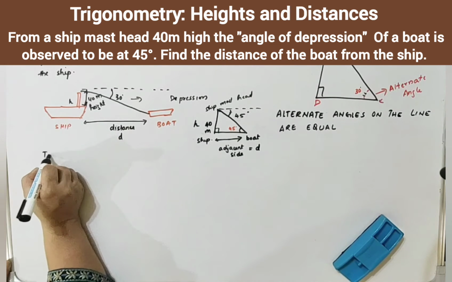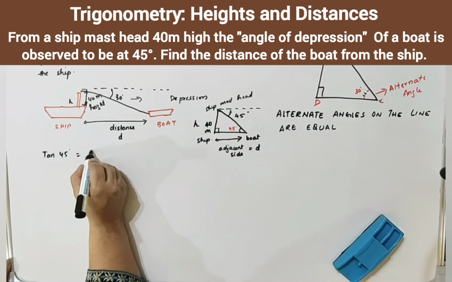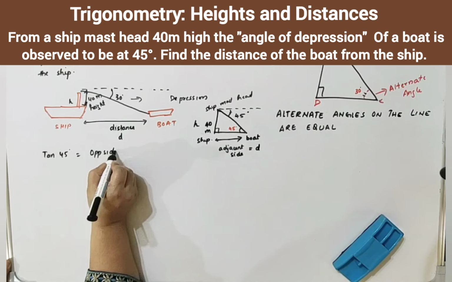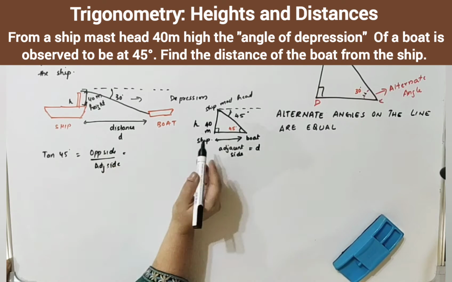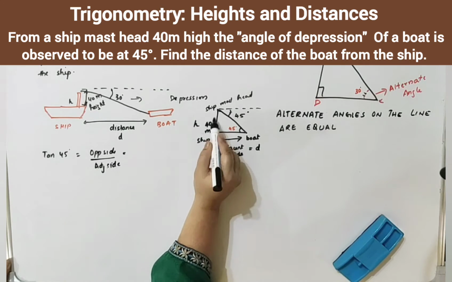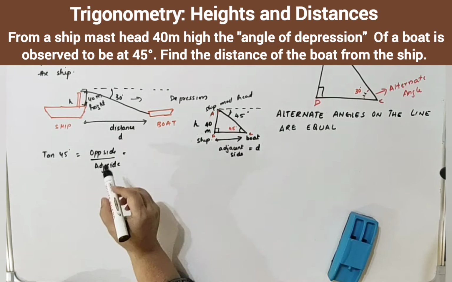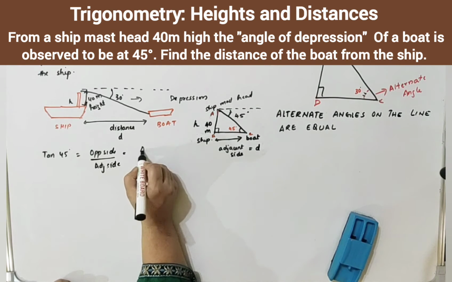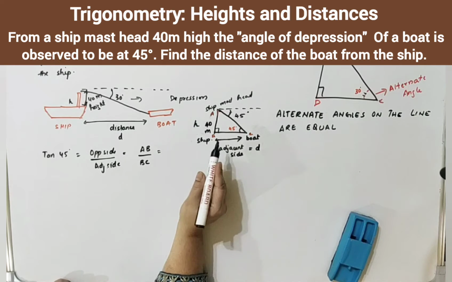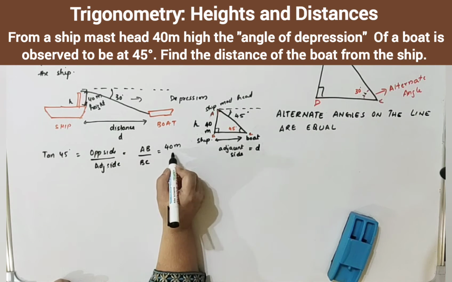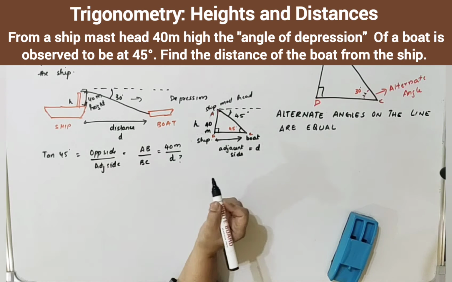So tan 45 is opposite side by adjacent side. Opposite side is 40 meters. This one. Let's call this triangle as A, B and C. So opposite side is AB. Adjacent side is BC. What is AB? 40 meters. What is BC? We call it as D, which we have to find out. We'll have to find out this.